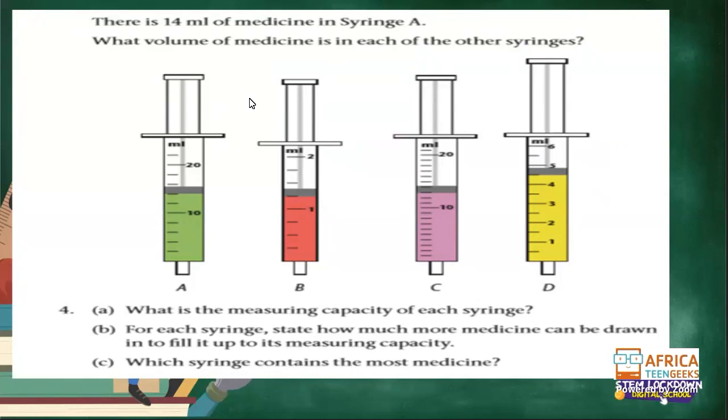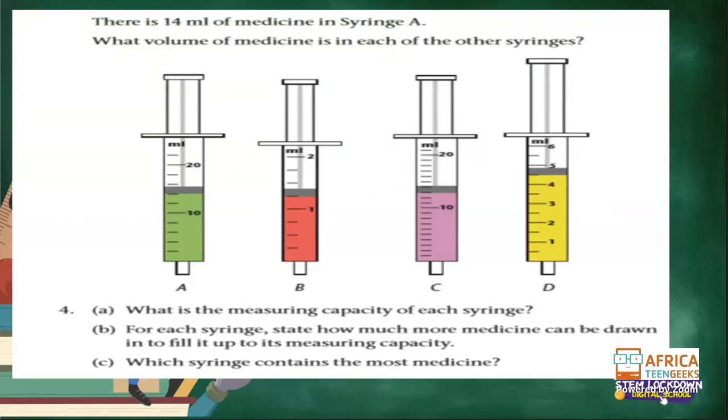All right, so here there is 14 milliliters of medicine in syringe A. What volume of medicine is in each of the other syringes? We're looking at the volume, right?